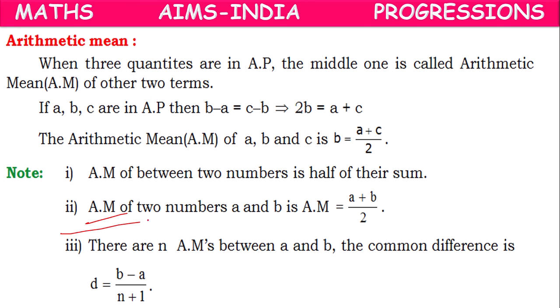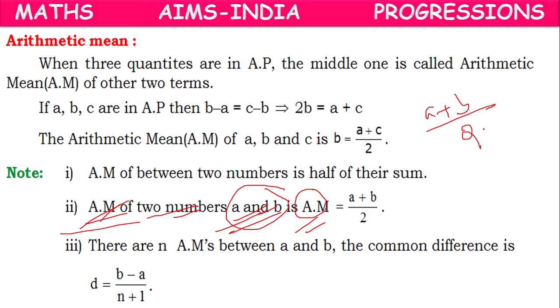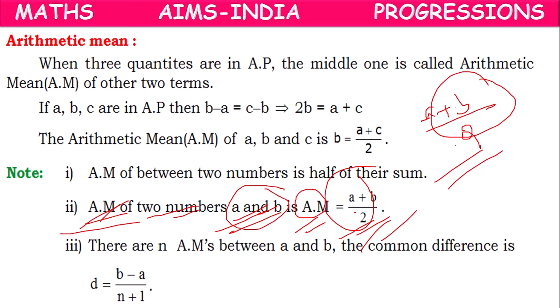If they have given only two numbers, A and B, and they asked us to find the arithmetic mean of two numbers A and B, then we can find the arithmetic mean just by adding their sum and dividing by 2, (A plus B) by 2. With the help of this formula, (A plus B) by 2, we can find the arithmetic mean.